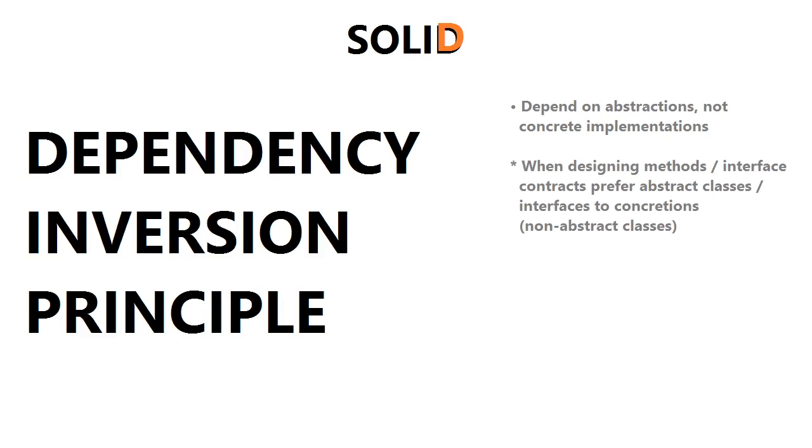When designing methods and interface contracts, prefer abstract classes or interfaces to concretions, which are non-abstract classes. They're the actual implementation. Those terms are used from all different perspectives, since you can inherit just an interface, right? But usually when we throw the term around loosely, when we're talking about inheritance, we're talking about implementation inheritance, like subclassing a concrete class.